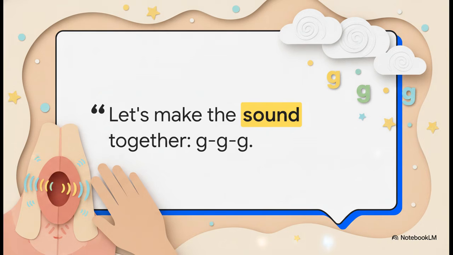Imagine you're right there in the classroom. The teacher asks you to make the sound out loud. G, g, g. Try it with me. Can you feel your throat wiggle when you say it? That is exactly how the teacher introduces it to a preschooler. By feeling that wiggle, the abstract concept of a letter becomes a tangible physical sensation right in their own body.